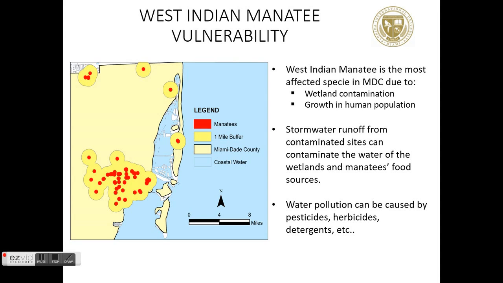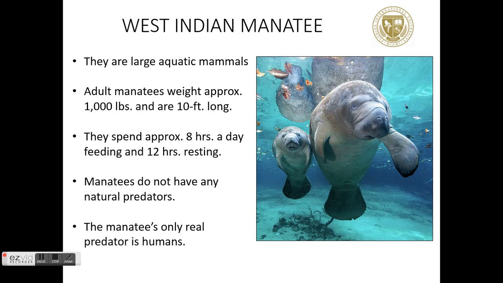The West Indian manatee is a large aquatic mammal. Adult manatees weigh about 1,000 pounds and they are approximately 10 feet long. They spend approximately 8 hours a day feeding and 12 hours resting. Manatees do not have any natural predators. The manatee's only real predator is humans.